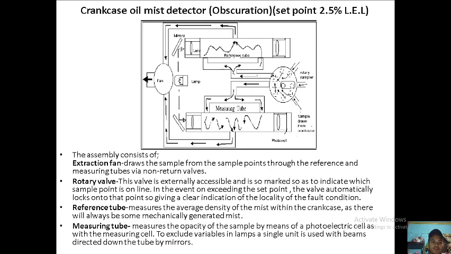Okay, we also have the crankcase oil mist detector. The crankcase oil mist detector has a fan, a lamp, a mirror and a measuring tube. In this, the detector will suck the air inside the crankcase, and then it will go through this reference tube, go to the fan, and then go outside, the extraction fan.